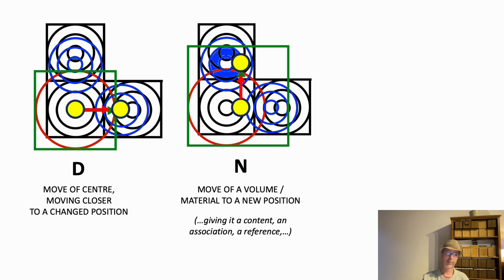The same thing with the N. In the D there was a move of the center and a change of position. It was a very close range change. Here also quite a close range change. The N, or some point in the volume, is moved towards another point. So it's like moving material to a new position. Moving material into a new position gives it a new association, a new reference, a new content. So the N is mostly changing the content, what is in it or what is not in it.